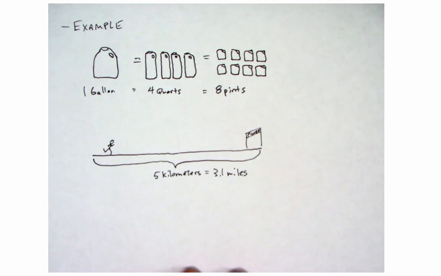Another example would be if I run a race that is 5 kilometers long, I could also say that I ran a race that was 3.1 miles long. It's the same distance, it's just said in a different way with different units. And because the units are different, the numbers are different as well. So the question becomes, how do we do this? How do we change one unit to another unit?